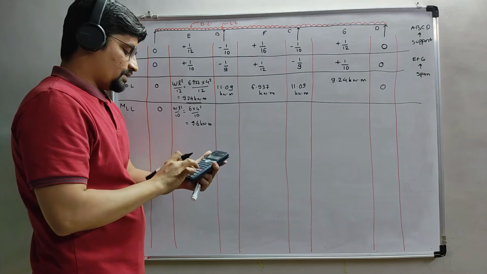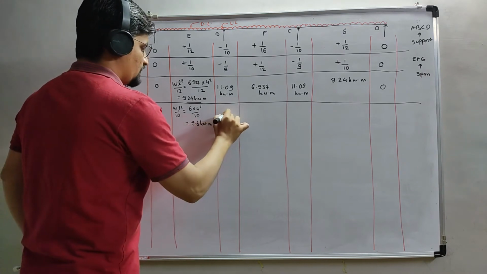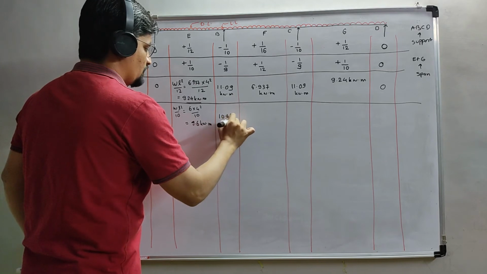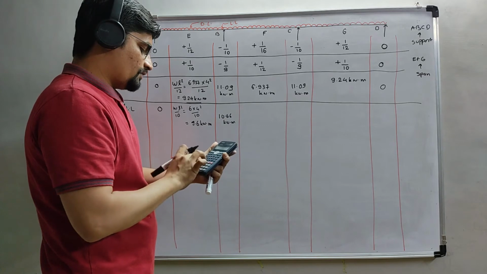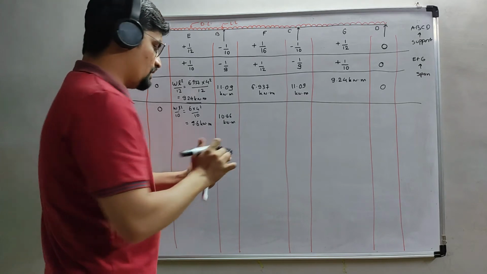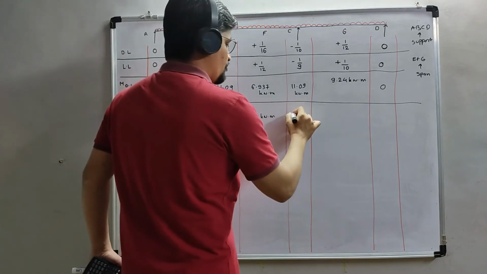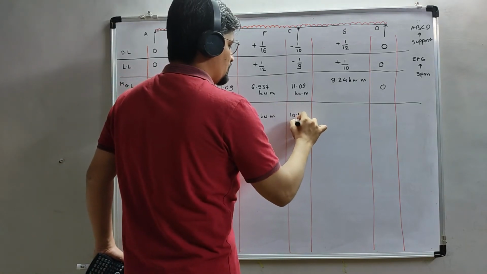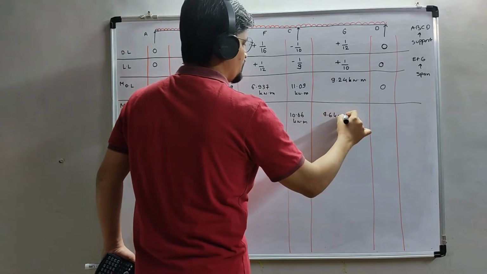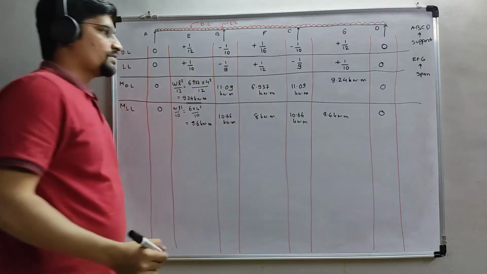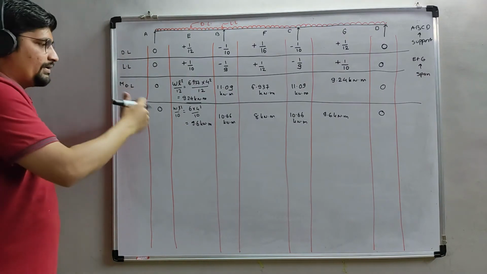Verify. 6 into 4 into 4 divided by 9, it will be 10.66 kilonewton meter. 6 into 4 into 4 divided by 12, it will be 8 kilonewton meter. This will be the same 10.66, and this will also be the same 9.6 kilonewton meter, and this will be 0. Okay, so we have found the dead load moment and live load moment particularly.